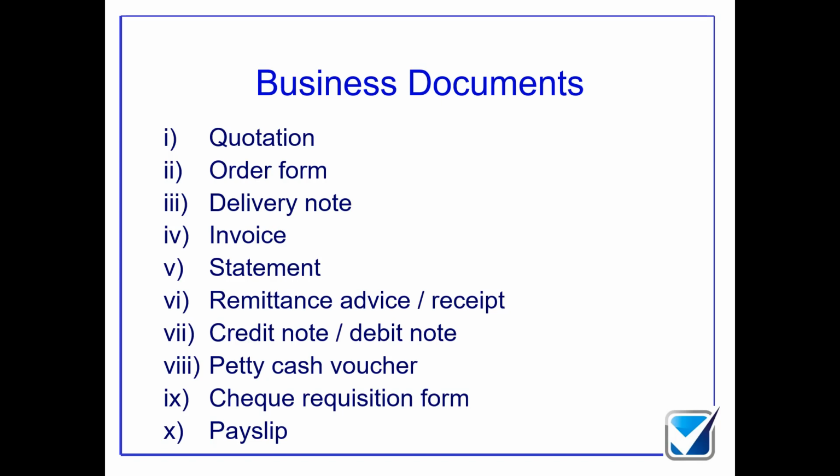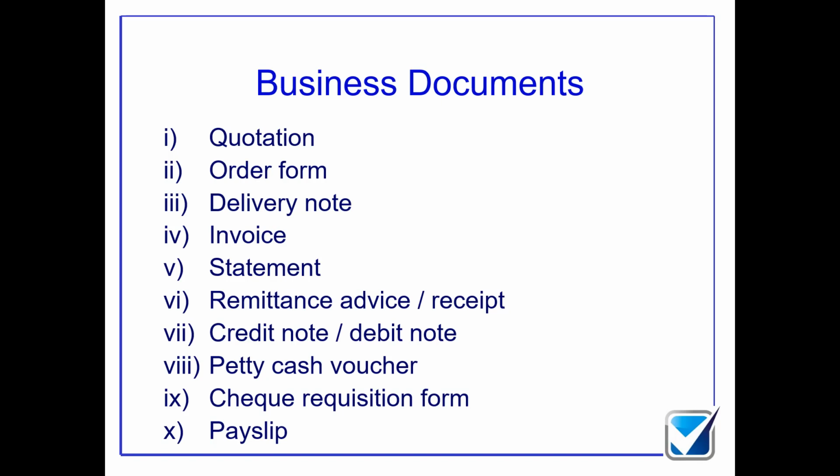We then have a remittance advice or receipt. We then have a credit note and a debit note. All of those things will have an impact on the amount I owe somebody or how much they owe me. All of those things will be included within the statement. We then have petty cash vouchers, which we're going to look at in more detail in just a second.